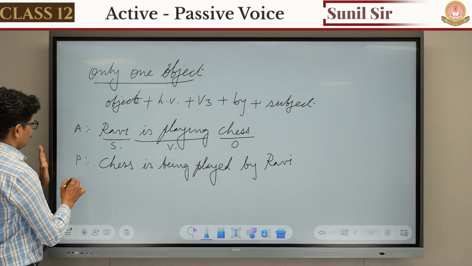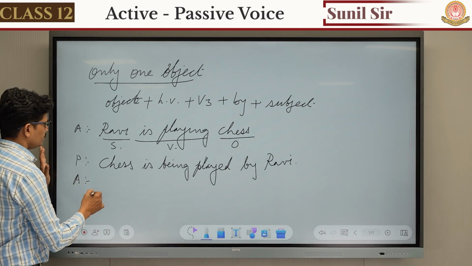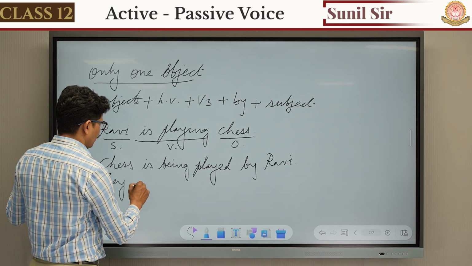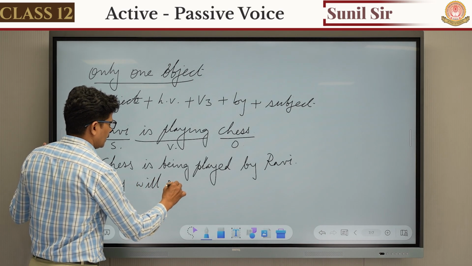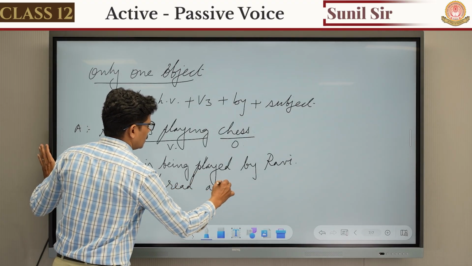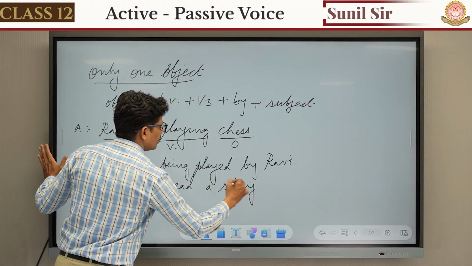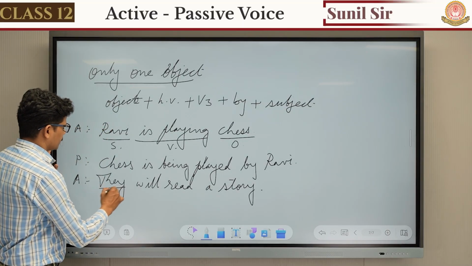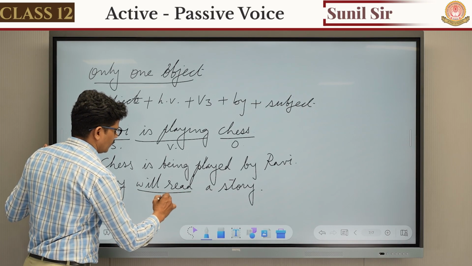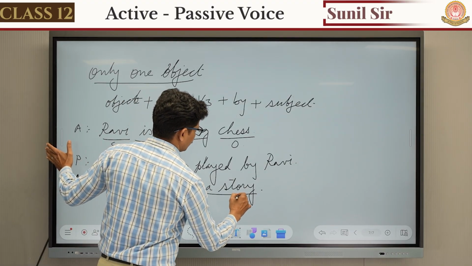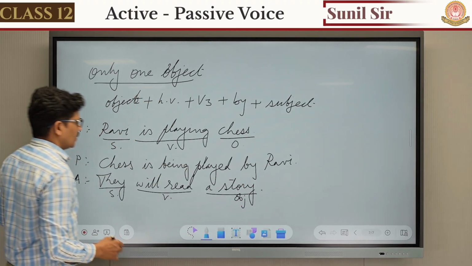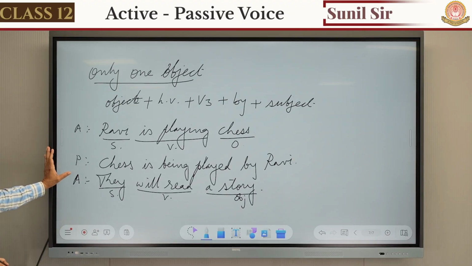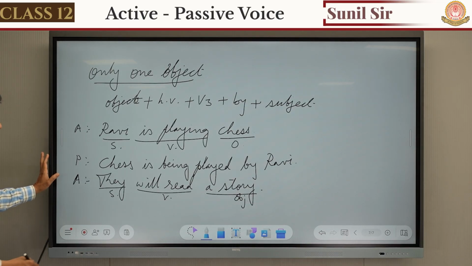Let's see one more: They will read a story. If we divide it into 3 parts, this is subject, verb and object. Which tense is this? This is simple future. If it is simple future, it will take the helping verb will be or shall be.